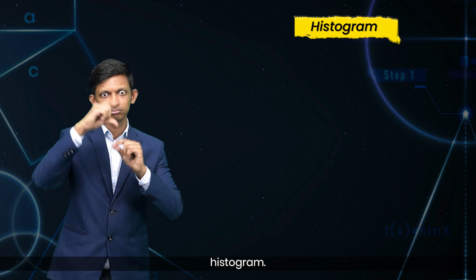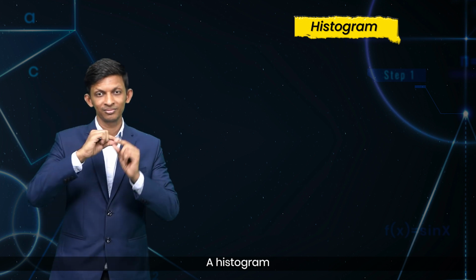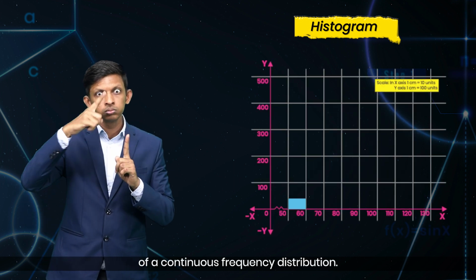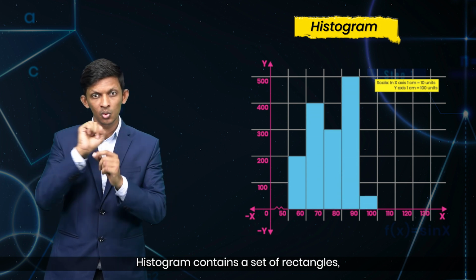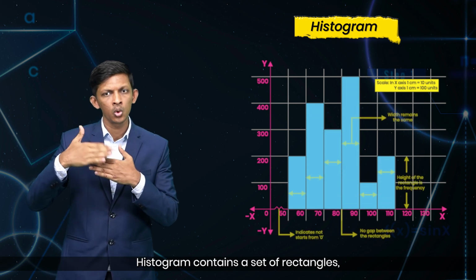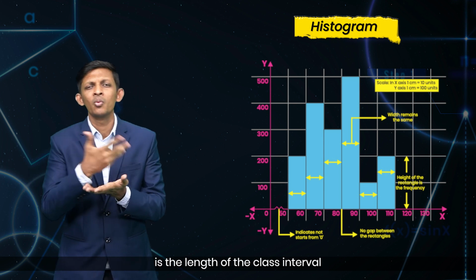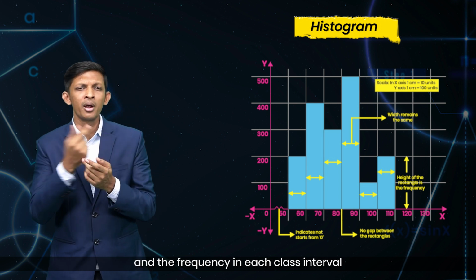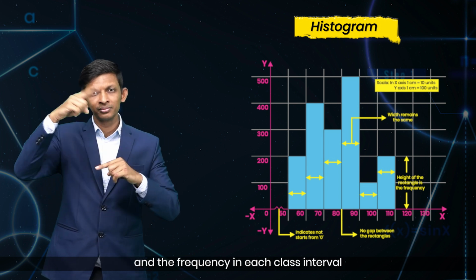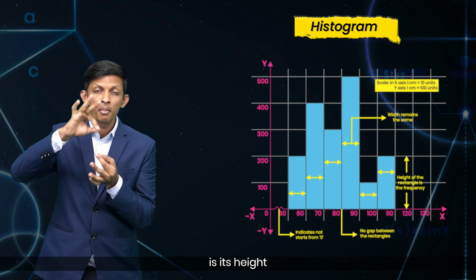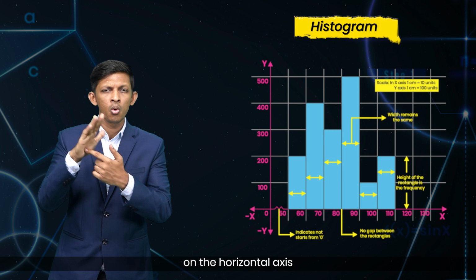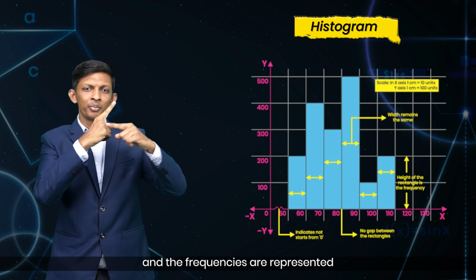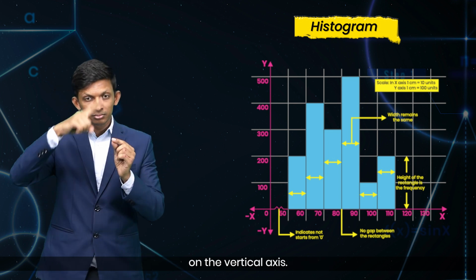Histogram. A histogram is a graph of a continuous frequency distribution. A histogram contains a set of rectangles, the base of which is the length of the class interval and the frequency in each class interval is its height. That is, the class intervals are represented on the horizontal axis and the frequencies are represented on the vertical axis.